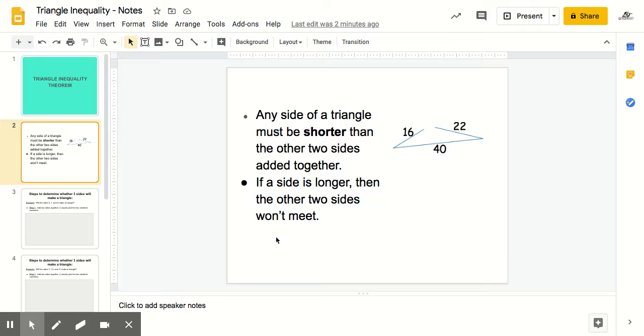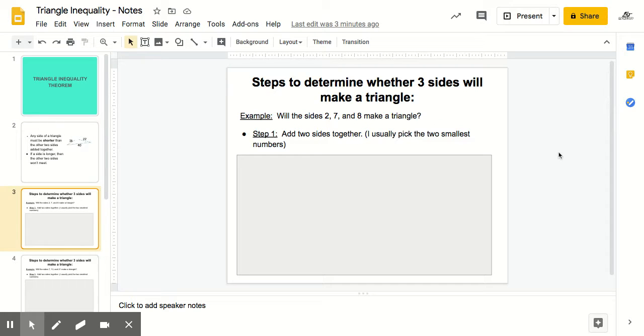Okay, so what we're going to do today is look at three side lengths of a triangle, and we are going to use the triangle inequality theorem to determine if those three sides actually make up a triangle. So let's look at a first example. In order to use this triangle inequality theorem, there are three steps, and I have all the steps listed out here for you. So it says for this example, will the sides 2, 7, and 8 make a triangle?